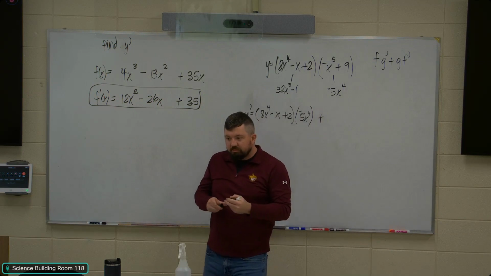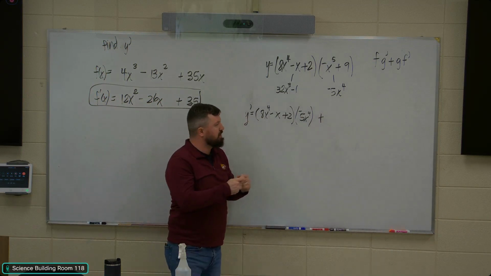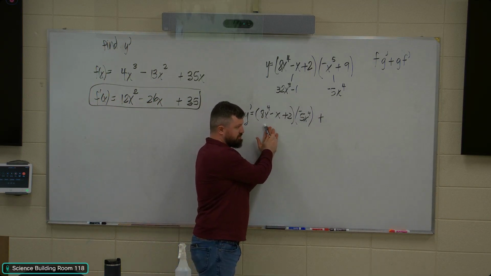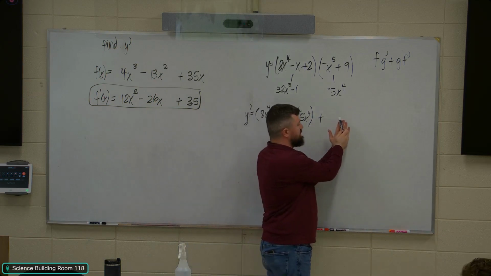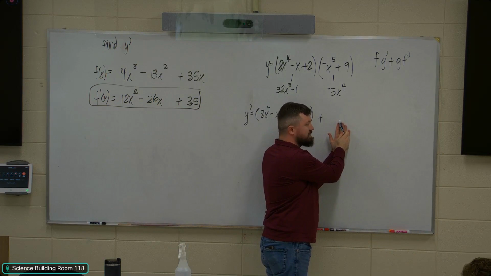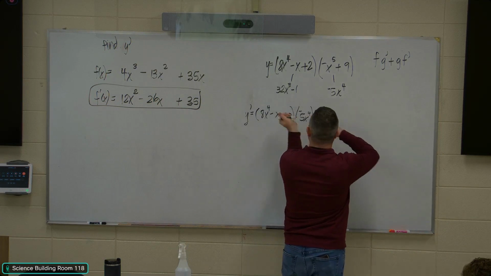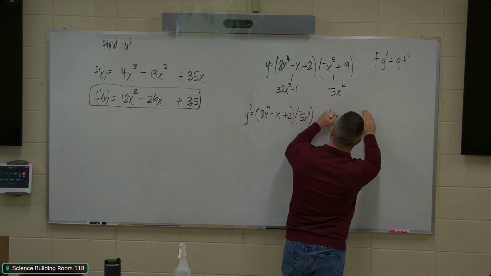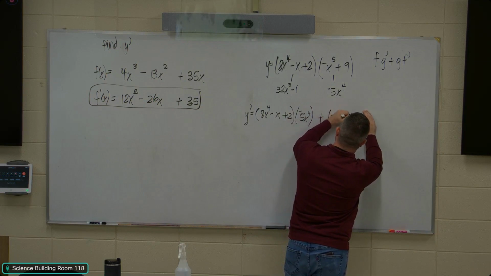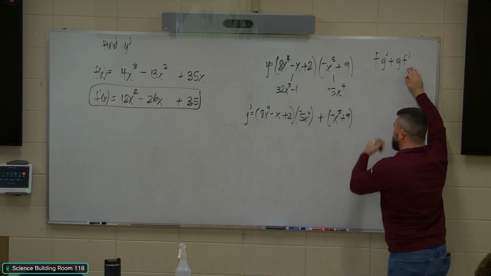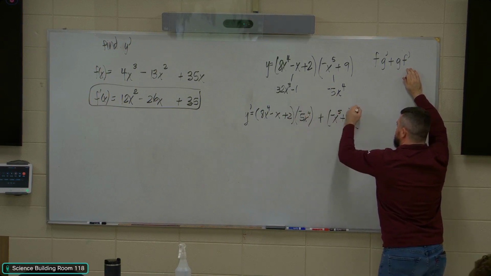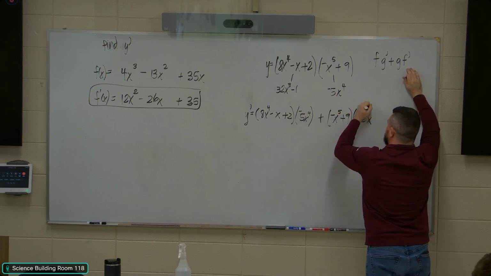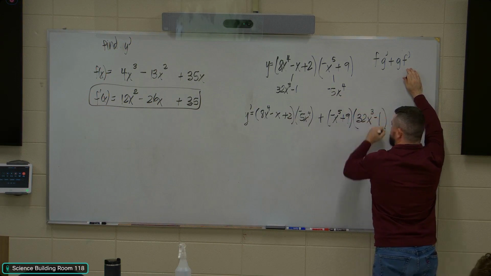I need to stop. Can't say anything right today. I've written down the first function. I've multiplied by the derivative of the second. Now I'm about to write down the second function. Copy paste the second function, which is negative x to the fifth plus 9. And then I will write down the derivative of the first function, which was 32x cubed minus 1.